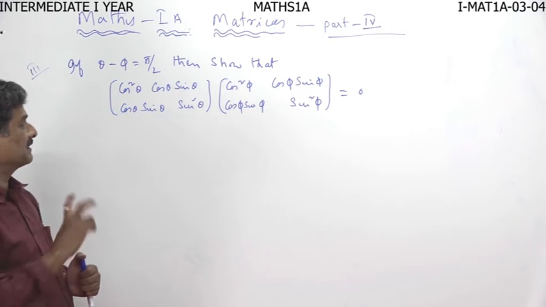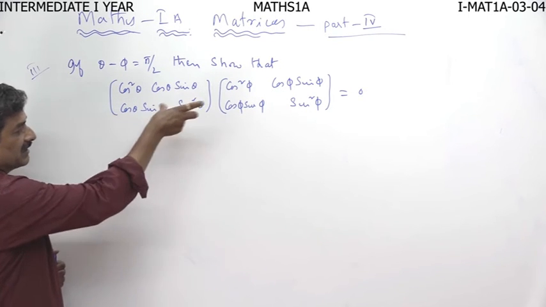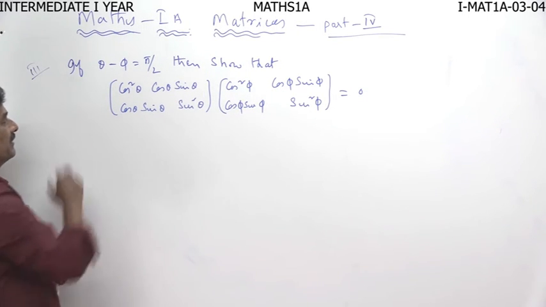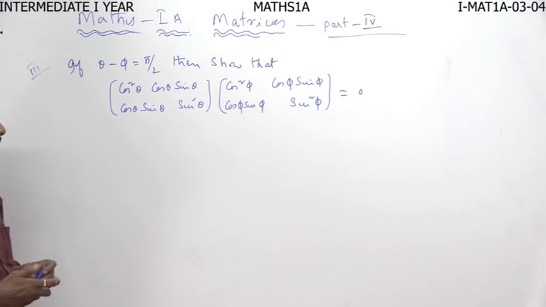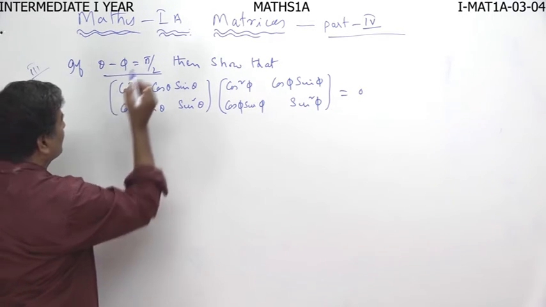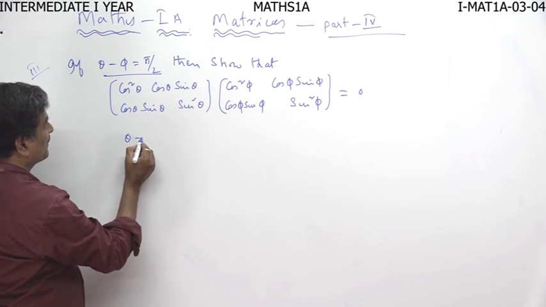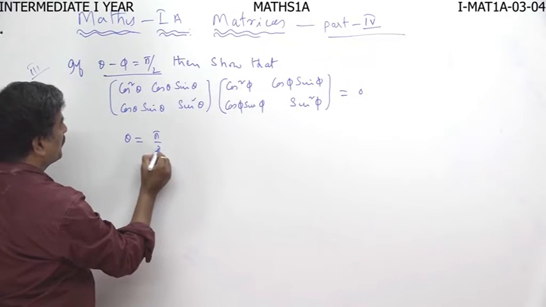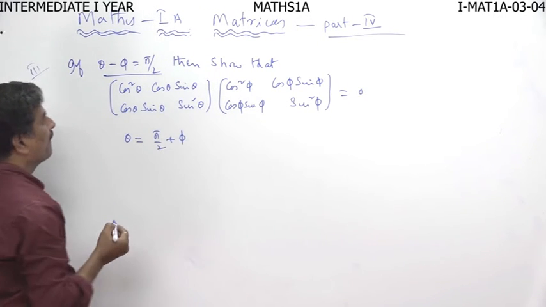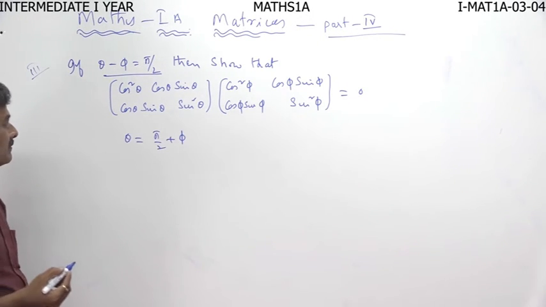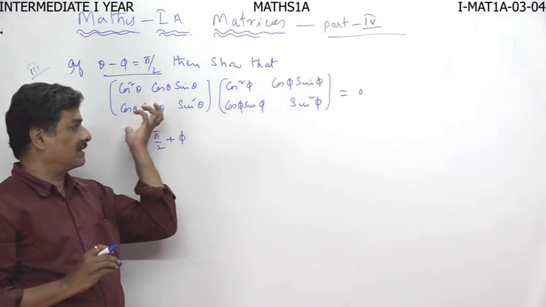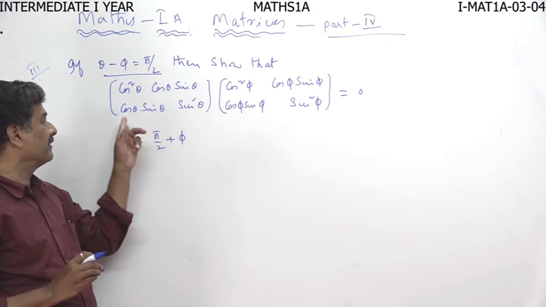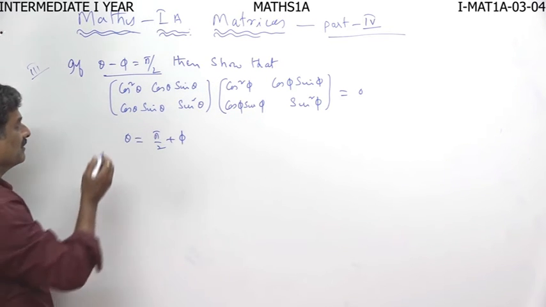How do we have to answer this? This is in thetas, that is in phis. The link is given to us: theta minus phi is equal to pi by 2. This is one of the important sums. You convert with this: theta is equal to pi by 2 plus phi. You eliminate either phi or theta. I want to eliminate theta now. That will be very simple.